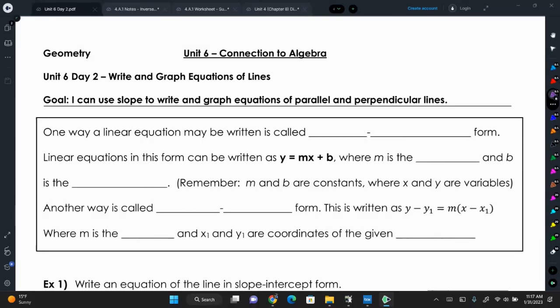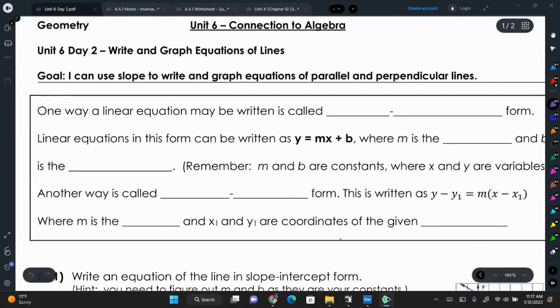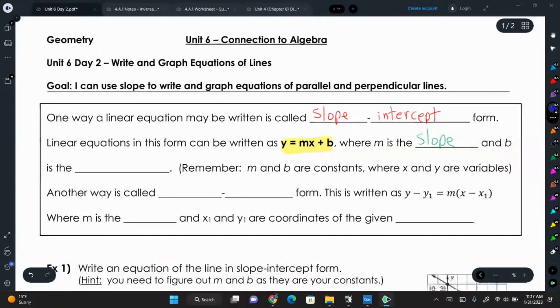Today we're going to be talking about equations of lines and mostly how to write them. Last year in algebra, you probably learned a lot of something called slope-intercept form. Slope-intercept form is written in the form y equals mx plus b, where m is your slope and your b value is the y-intercept, or where we cross the y-axis.